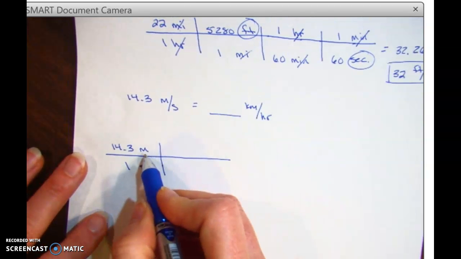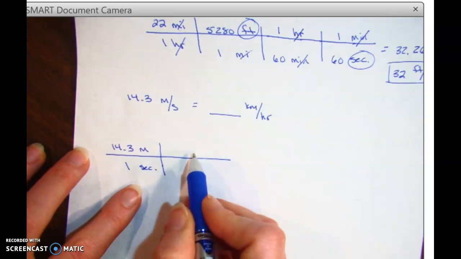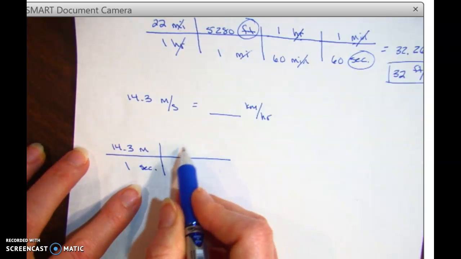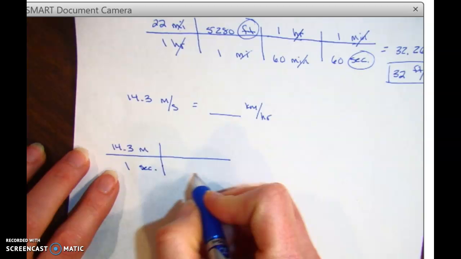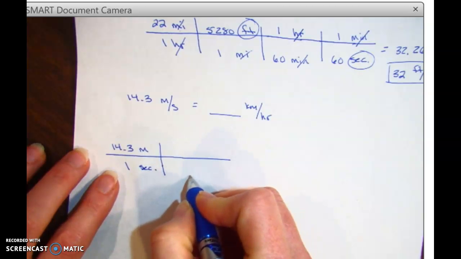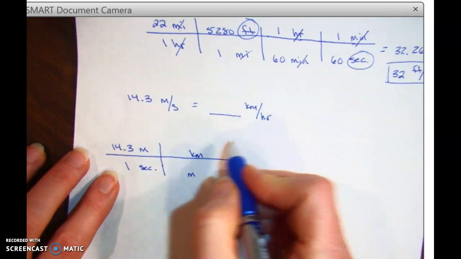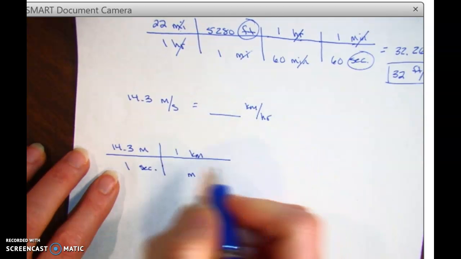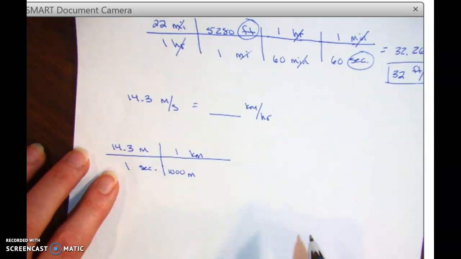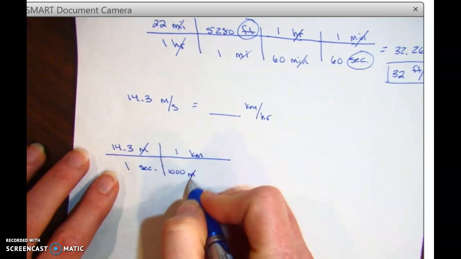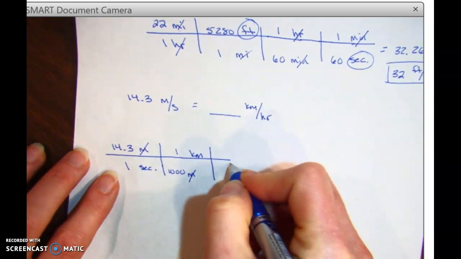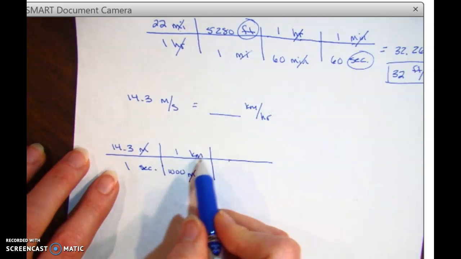Now, I'm going to start again with meters. If you want to start with the time, you can. You could put seconds up here and convert that, but I'll just go ahead and start with meters. I can do meters to kilometers. That's the unit I'm looking for. Kilometer is larger. 1 kilometer is 1,000 meters. Meters are going to cancel. Now I'm done as far as the distance.